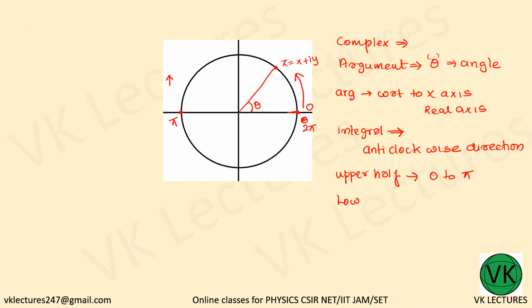Lower half means it is from pi to 2 pi. Lower half means here, anti-clockwise direction. Now sometimes in the question it will be defined that the integration should be in the clockwise direction. Integration in clockwise means just the opposite. Upper half means pi to 0.